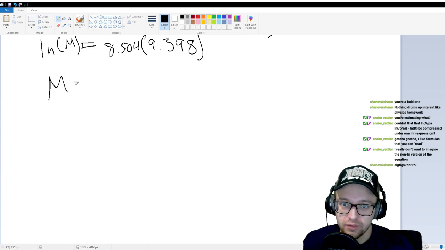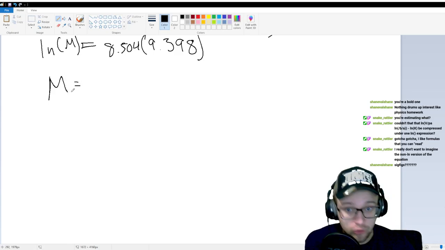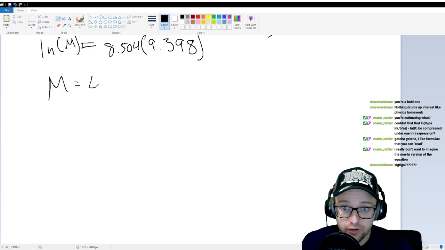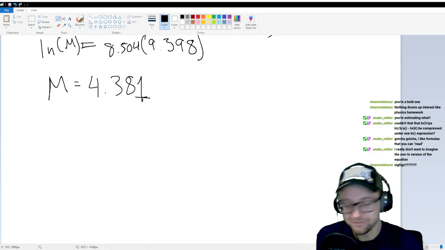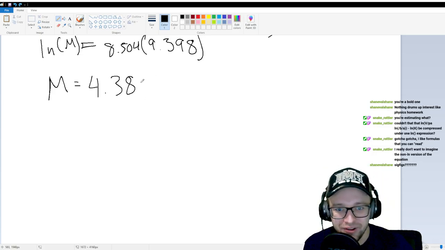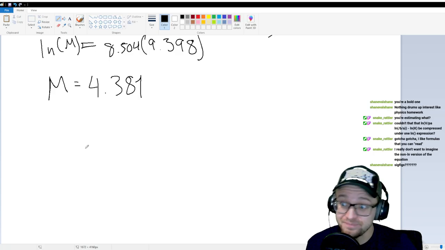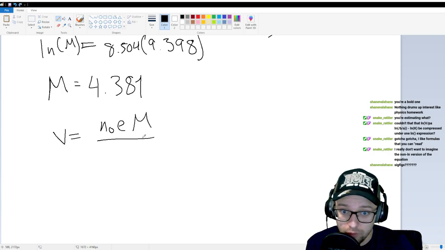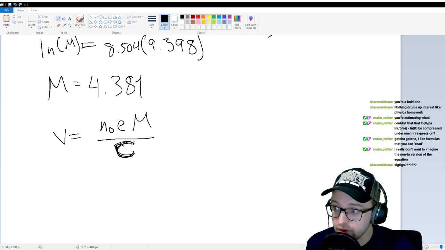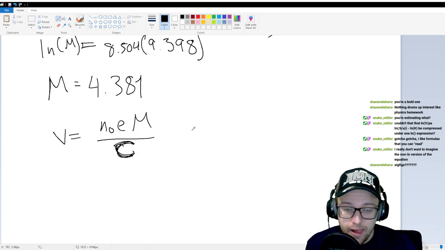Gotta remember that that's there too. So M is going to be our multiplication factor, our gas multiplication factor. It's 4.381. That's a lot. Apologies if you don't like how I draw my numbers. So again, we return to this equation where we have N naught E M over the capacitance. Yes, the capacitance. Very important number.